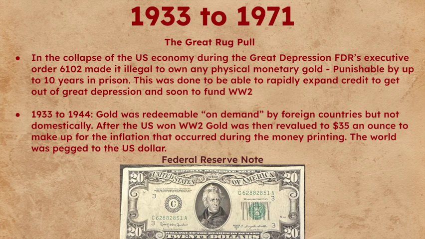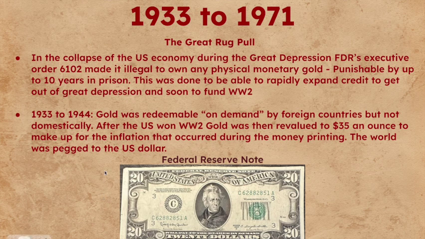And so let's think why this was done. This was done because the Federal Reserve wanted to take all of that gold into the vaults so then it could fractionally reserve out more dollars into existence. And this was done to get us out of the Great Depression and then very soon after fund World War II.